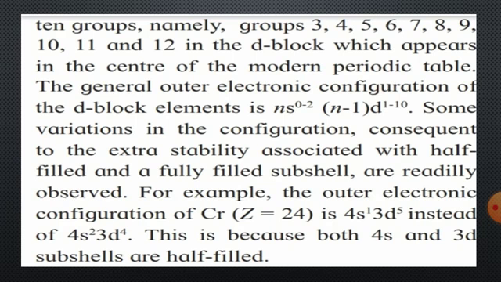Fine. So, due to the excess stability of half-fill, an electron from 4s will move to 3d. So 4s2 will be converted into 4s1 and 3d4 will be converted to 3d5. And due to this, both 4s and 3d subshells are half-filled and they will have extra stability. Fine, due to this reason, some of the elements show variation in the outer electronic configuration.